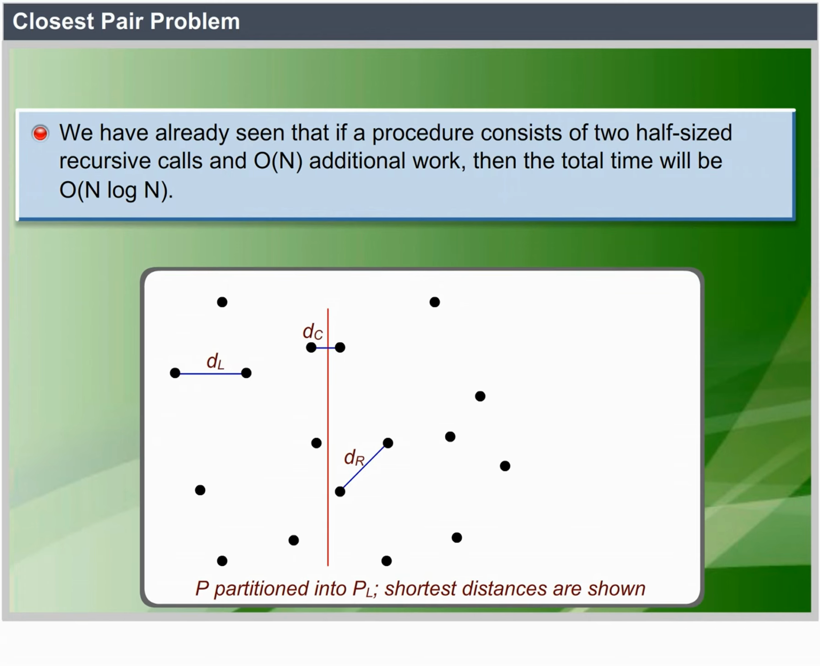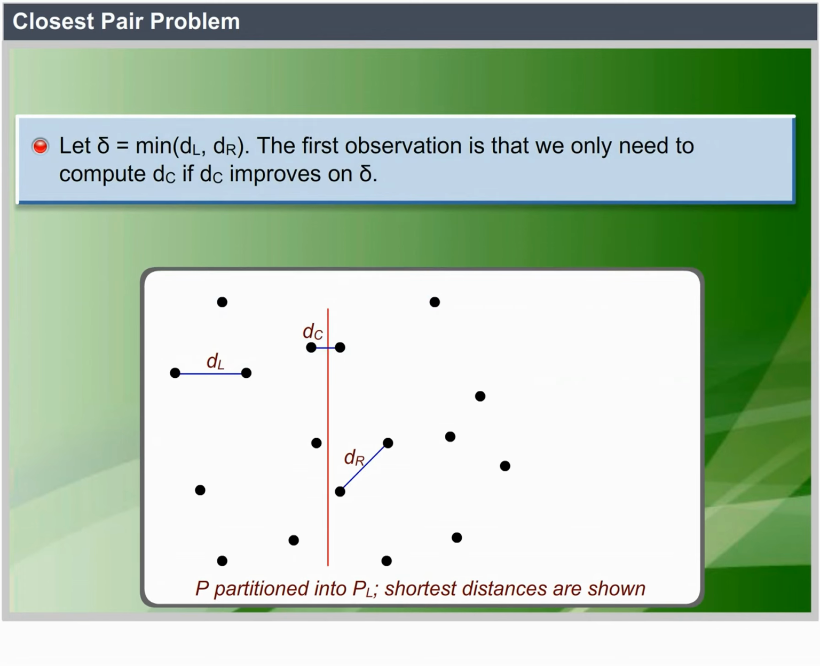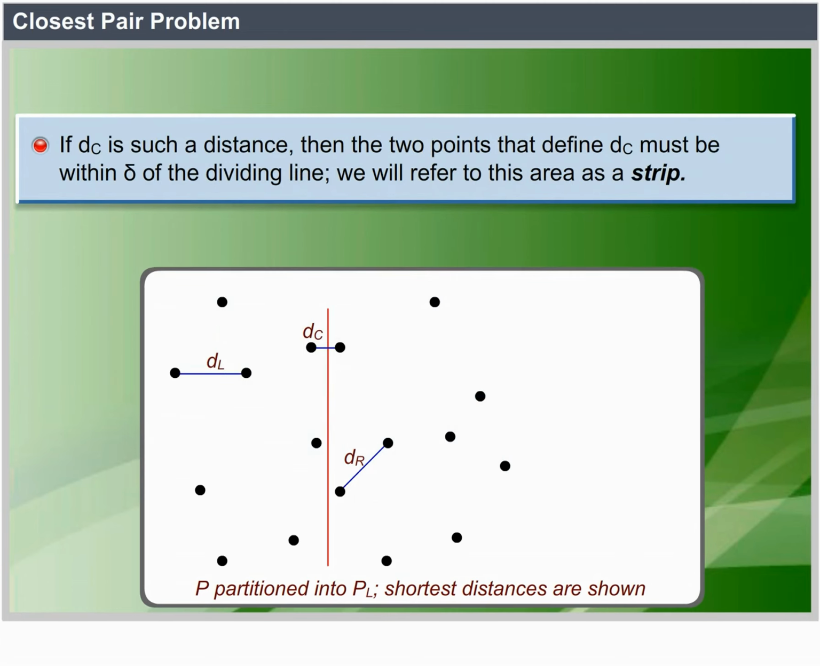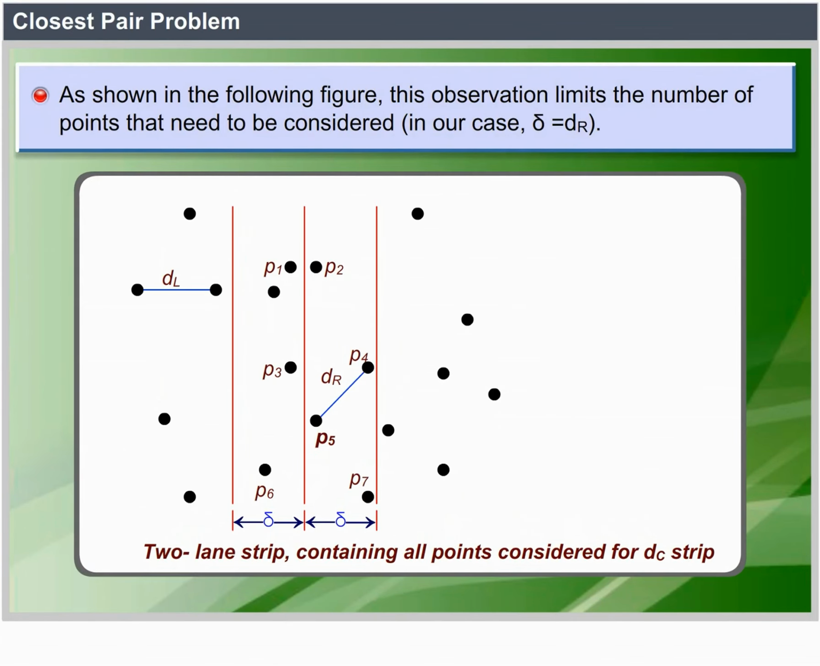Let delta equal min(DL, DR). The first observation is that we only need to compute DC if DC improves on delta. If DC is such a distance, then the two points that define DC must be within delta of the dividing line. We will refer to this area as a strip. As shown in the following figure, this observation limits the number of points that need to be considered. In our case, delta equals DR.